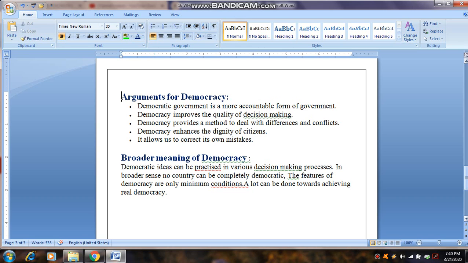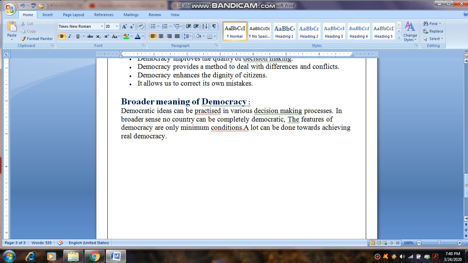Both points have their own arguments. Now we will proceed to the broader meaning of democracy. Democratic ideas can be practiced in various decision making processes, in the broader sense of a community or a country. A country can be completely democratic.